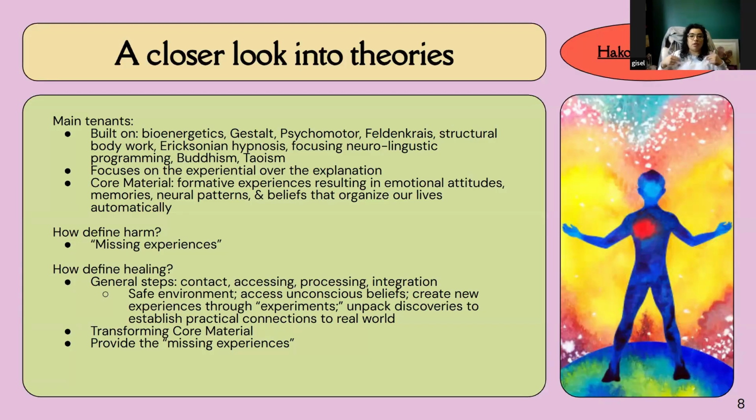And so this theory uses the language of core materials, which means that there are formative experiences that lead to a person developing their attitudes, their memories, neural patterns, beliefs, and these things are organized internally in an automatic way, right? And so harm occurs when a person has a missing experience or does not have part of the core materials that are necessary for them to live their life. And so then how does healing happen?